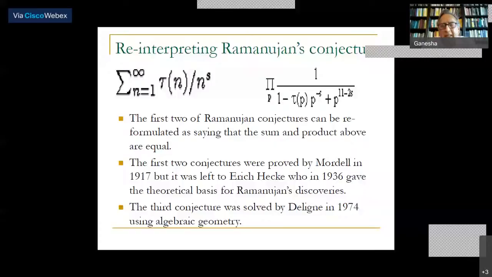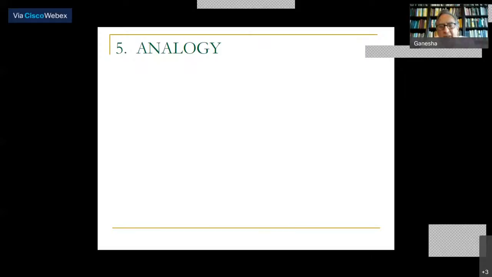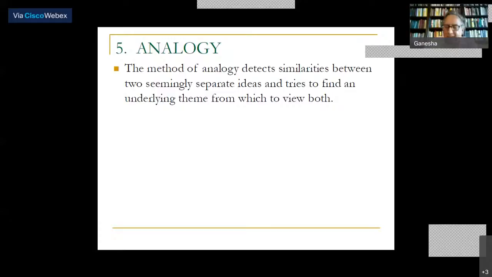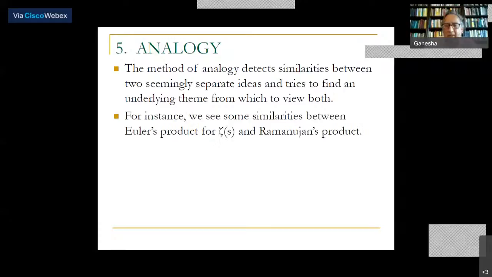Okay, now the fifth method of churning the mind is the method of analogy. So what you do here is you detect similarities between two seemingly separate ideas and try to find an underlying theme which unifies both of them. So for instance, we see some similarities between the Euler product of the zeta function and the Ramanujan product. We see that zeta of s is the summation of 1 over n to the s, and we have some similarity with the summation of tau of n over n to the s.